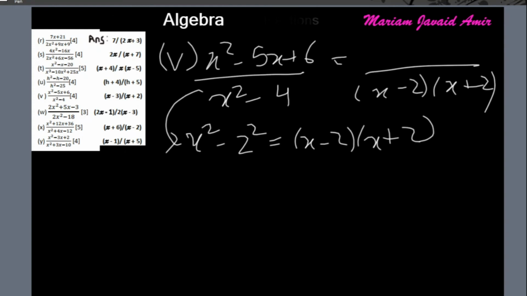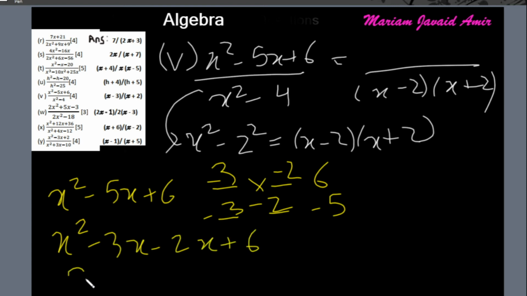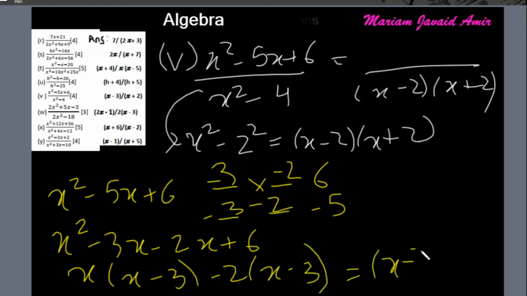Factorizing the numerator, which is x square minus 5x plus 6. So we're looking for two numbers which multiplied should give 6 and which added should give minus 5. So what would be those two numbers? Minus 3 times minus 2 gives us 6, minus 3 minus 2 gives us minus 5. So x square minus 3x minus 2x plus 6, x is common, x minus 3, then minus 2 is common, x minus 3, and we're left with the factorized form, which is x minus 2, x minus 3.